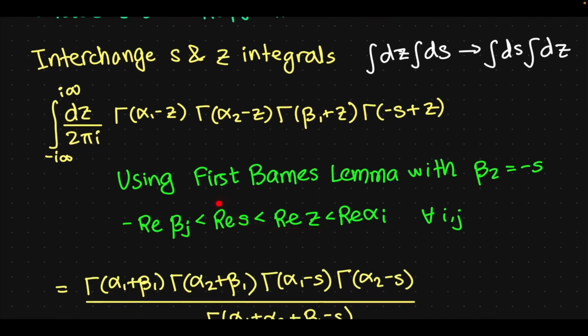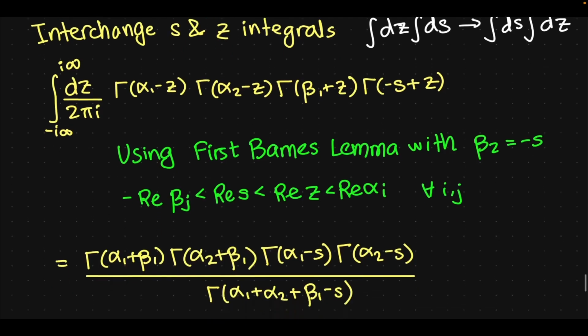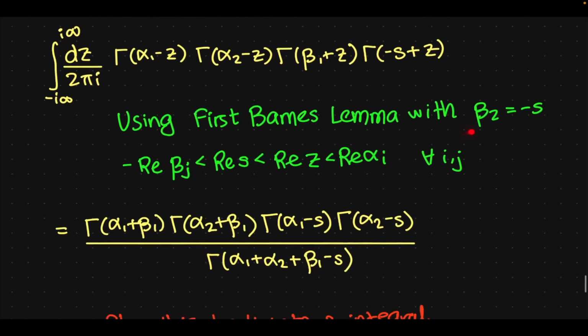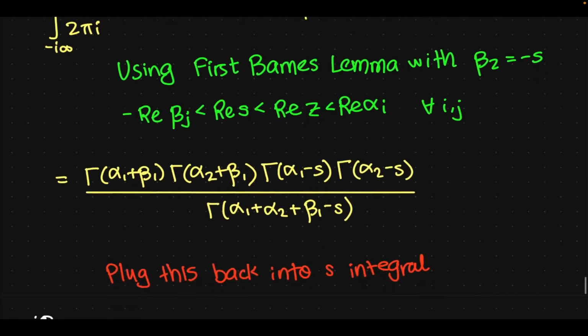So we can use Barnes' first lemma again with beta 2 equal to minus S. And with such a variable change, we can still satisfy this condition that we had. So we can still use Barnes' lemma because we're still in that good choice, that strip, that region of convergence. And this is easily checked because that's how we chose S. Be between all the negative real part of betas and the real part of Z's.